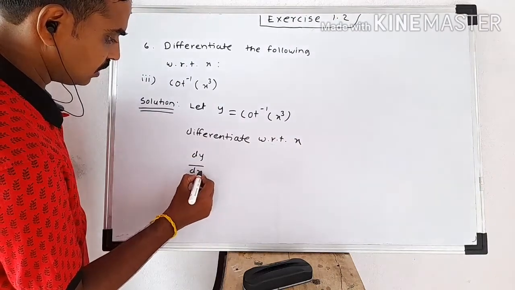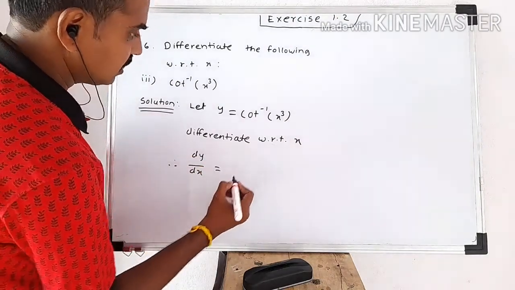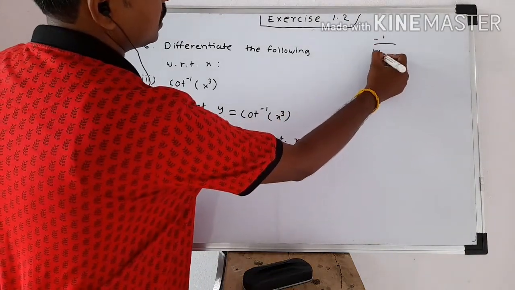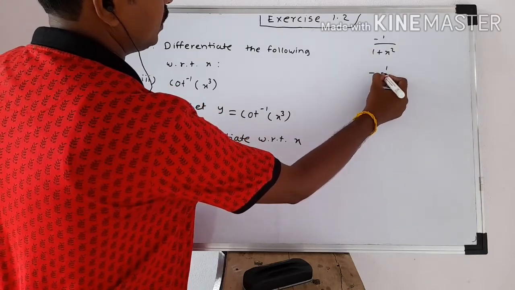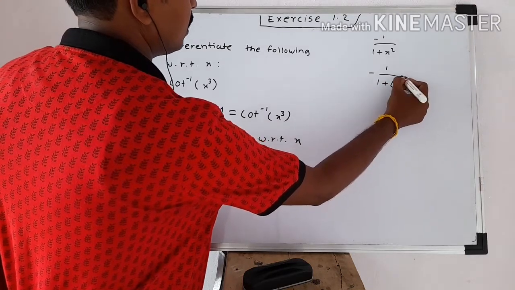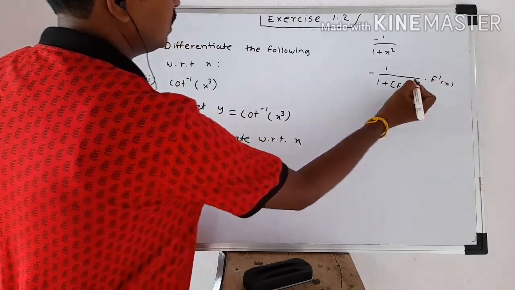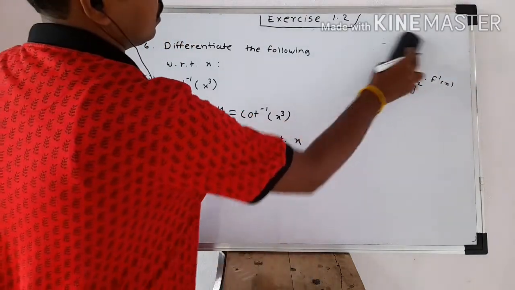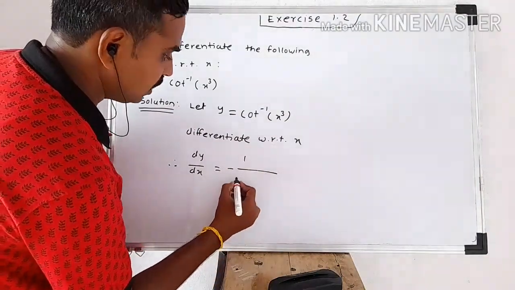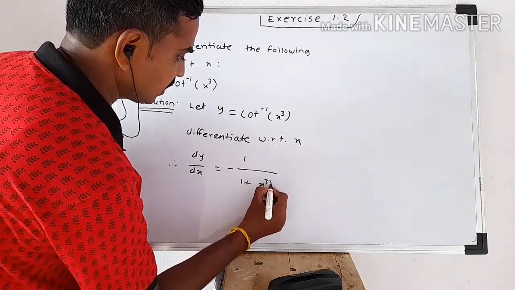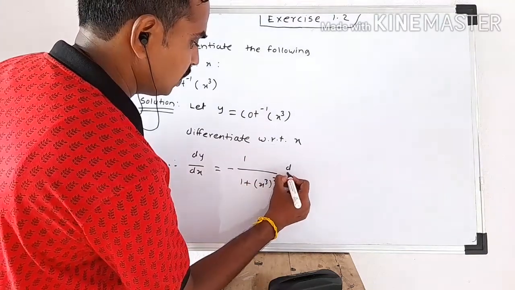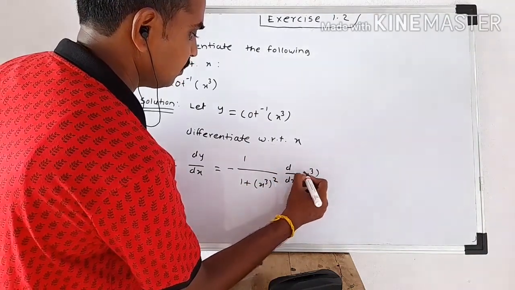Therefore, we will get dy by dx as the derivative of cot inverse of x, which is minus 1 divided by 1 plus x square. The derivative of cot inverse of f of x is minus 1 divided by 1 plus f of x square into f dash of x. This formula we will use here. Now, the differentiation will be minus 1 divided by 1 plus f of x square, where f of x is x cube, into d by dx of x cube.